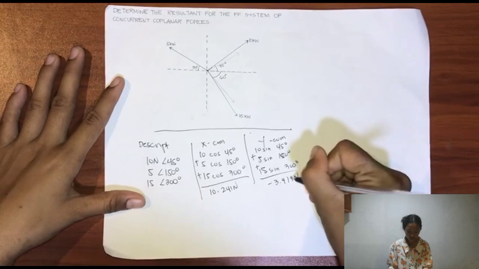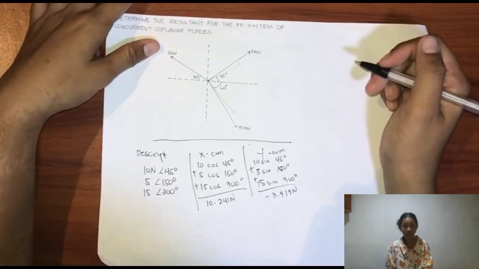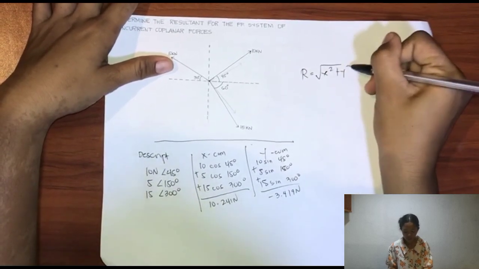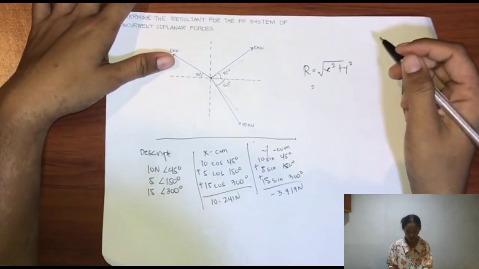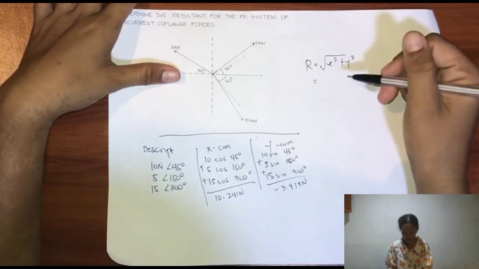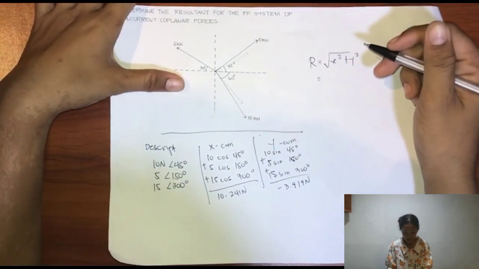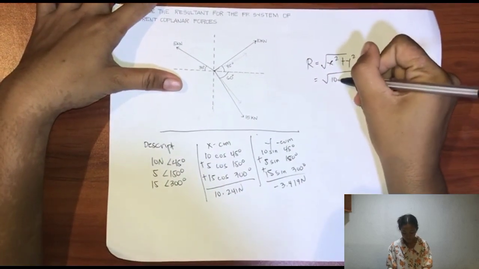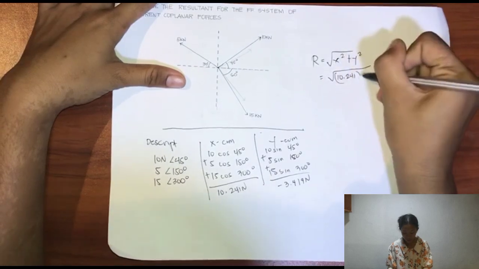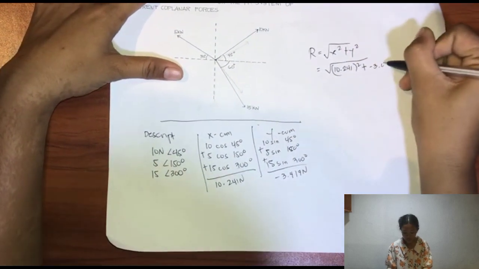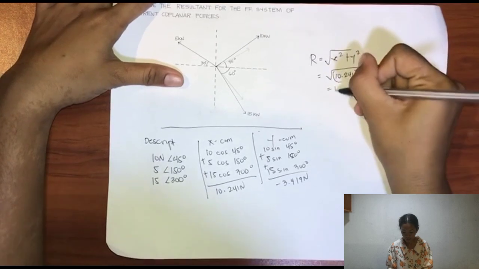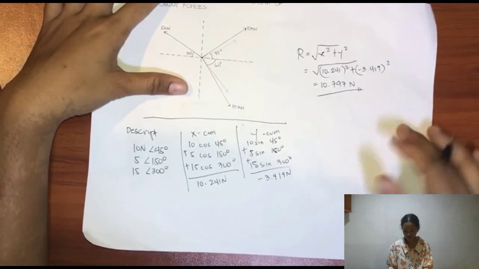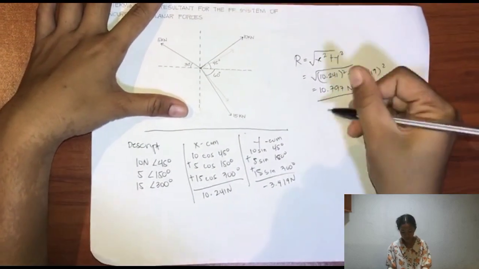So para makuha natin ang resultant, gagamit tayo ng formula na R is equals to square root of x squared plus y squared. So i-input lang natin siya dito sa x squared plus y squared para makuha natin ang resultant or ang magnitude na hinahanap natin. So R is equals to square root of 10.241 squared plus negative 3.419 squared is equals to 10.797 Newton. So our magnitude is 10.797 Newton.